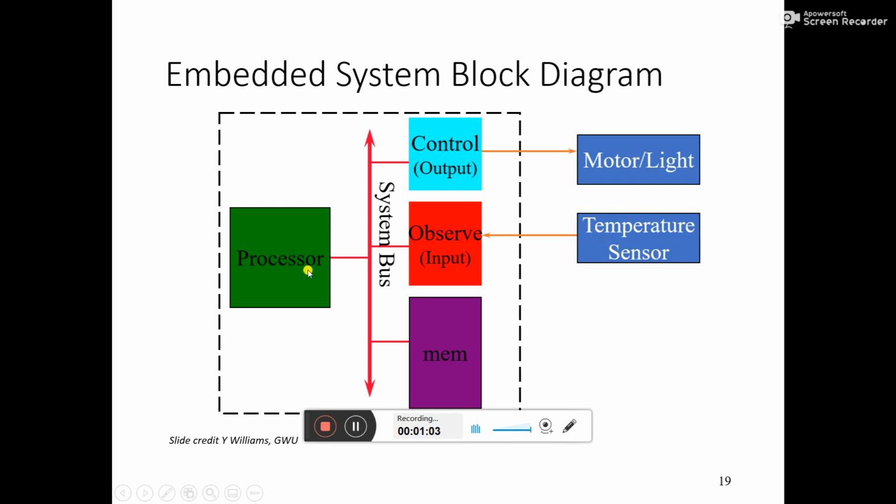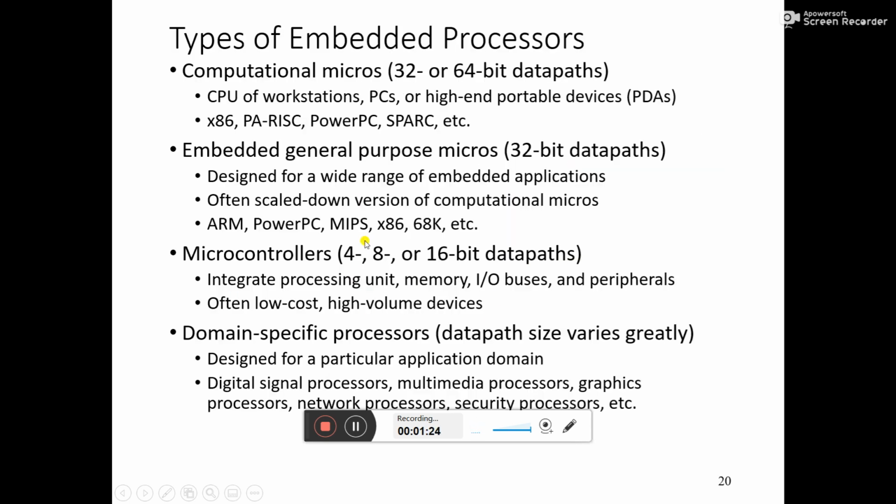The temperature is observed by the processor, and if a threshold of the temperature sensor is reached, then some control output happens. For example, if the temperature goes beyond 25 degrees centigrade, then some motor will be switched on. Such things happen in an embedded system.